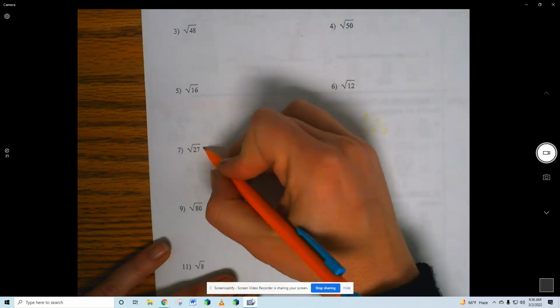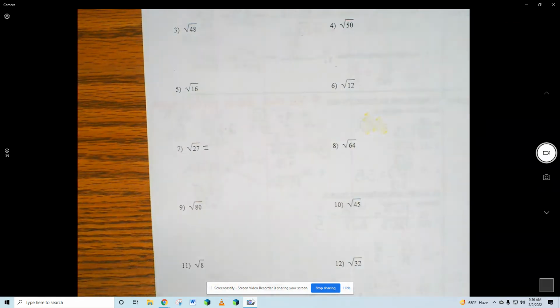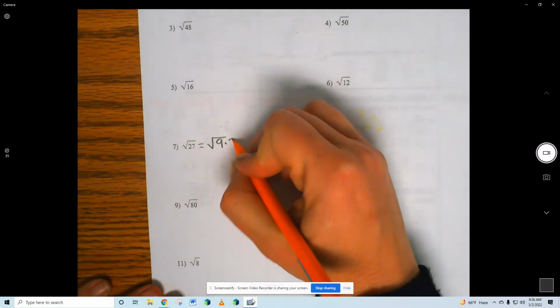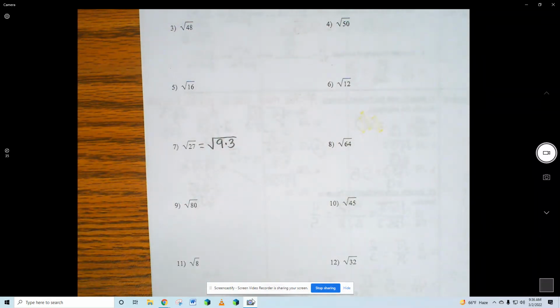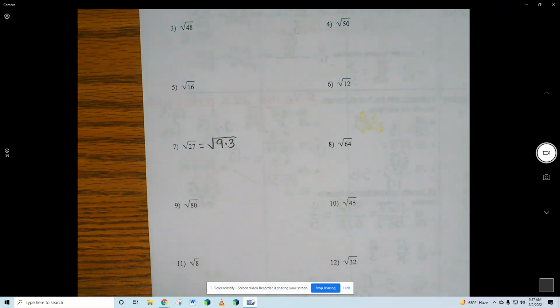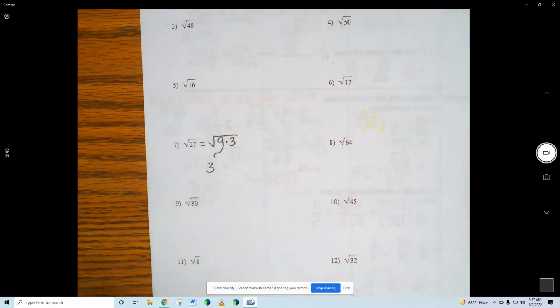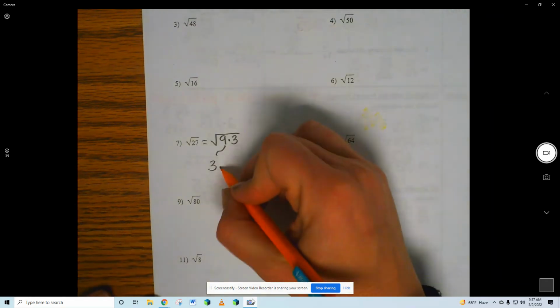We didn't do number 7, the square root of 27. What's the perfect square in 27? 4, 9, 16... 9. Square root of 9 times 3. Remember, you put the perfect square first. Don't put 3 times 9. 9 goes first because it's the perfect square. 9 comes out as square root of 9, which is 3. Aw, poor 3 inside, I can't touch it. It stays rad 3.